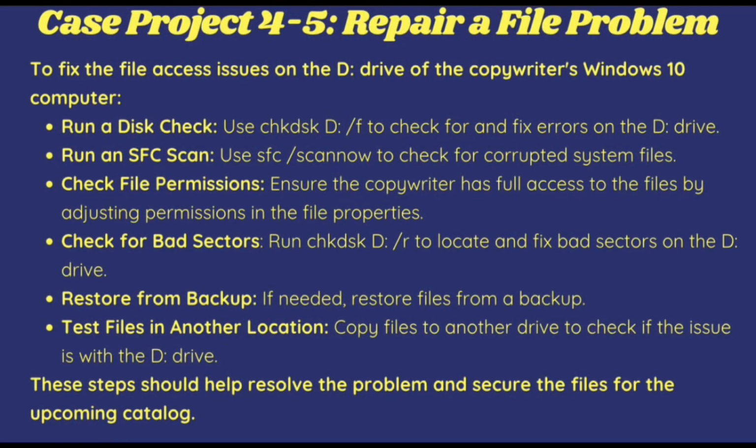Repair a file problem. To fix the file access issue on the D drive of a Windows 10 computer: first, run a disk check. Second, run an SFC scan. Third, check file permissions. Fourth, check for bad sectors. Fifth, restore from backup. And last, test the file in another location. These steps should help resolve the problem and secure the file for the upcoming catalog.